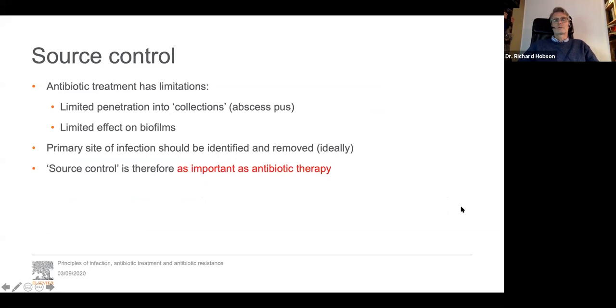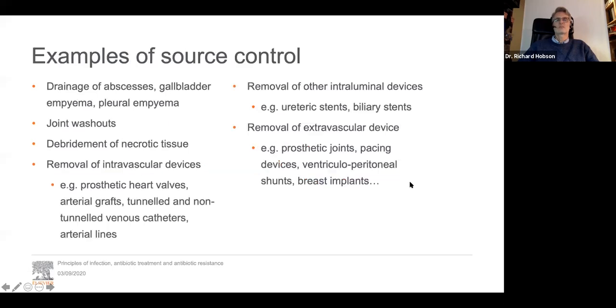Source control, this is where I finish when I'm talking about management. So antibiotic treatment has limitations. It has very limited penetration into collections or abscesses and very limited effect on biofilms. So ideally, the primary site of secondary infection, like a bloodstream infection, should be identified and removed. Now I say ideally because it's really a matter of negotiation and balances of risks. Source control is therefore as important a thing to consider as antibiotic therapy.